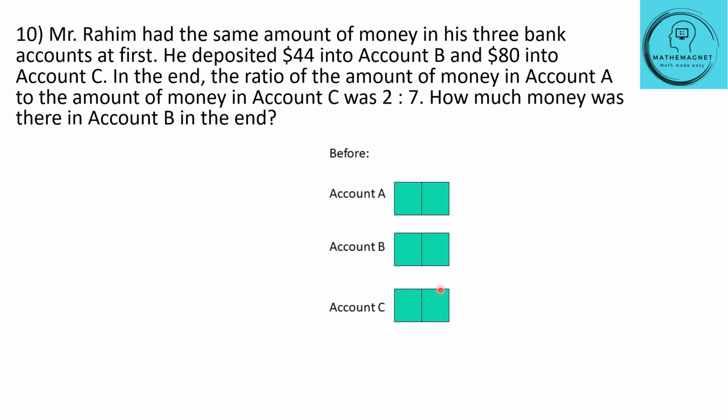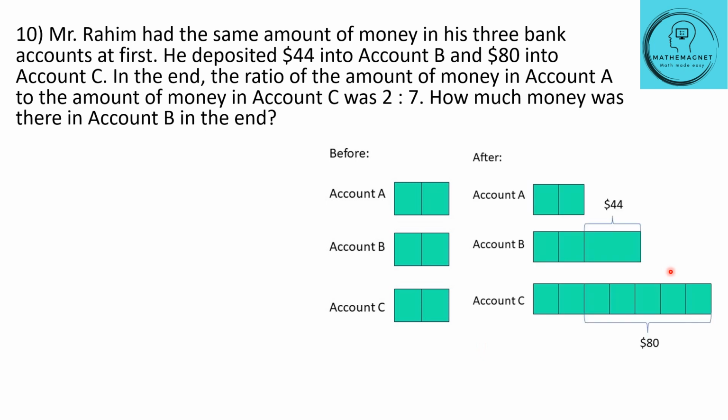Why we chose 2 units instead of 1 unit is to make our process simpler, because here in this ratio, without any addition or subtraction in account A, we have mentioned the ratio of account A as 2. And we also know from our first statement that all the 3 bank accounts are equal. So which means all the 3 accounts had 2 units. Now in the after model, we know account B has an addition of $44.